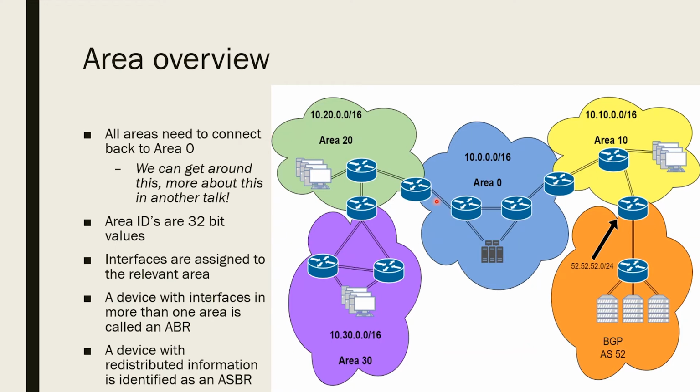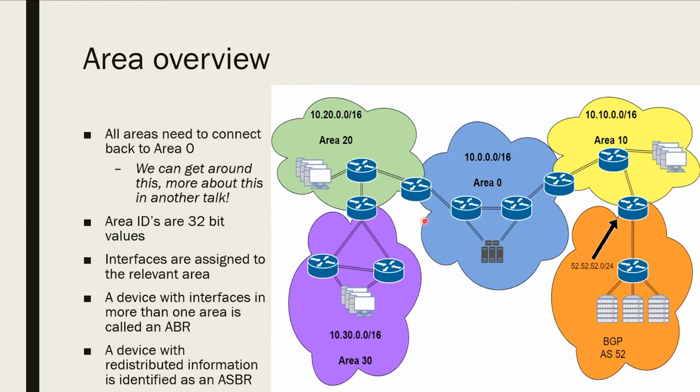Quick summary again, all areas need to connect back into area 0 as a general principle. There is a way around it, but we'll talk about that a little bit later on. These area numbers are 32-bit values, and usually they're just identified by a normal numerical value. But in some instances, they can be referenced in an IPv4 kind of style. So if you look at a Juniper configuration, for example, you'll often see the OSPF area ID identified in a normal IPv4 standard address kind of style.